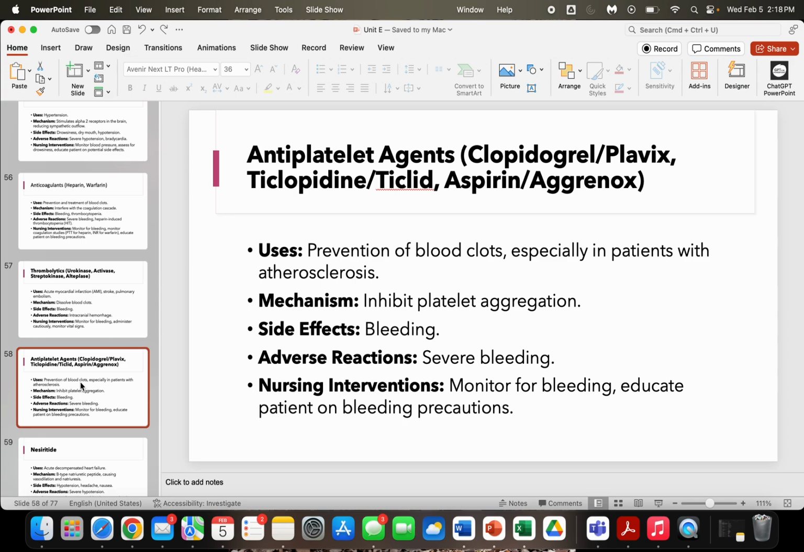Antiplatelets, so those patients who have had an MI, or maybe they had a stent placed for a vessel that was narrowed. These people are going to be on things like Plavix, aspirin, something to prevent blood clots from forming in the future, okay?